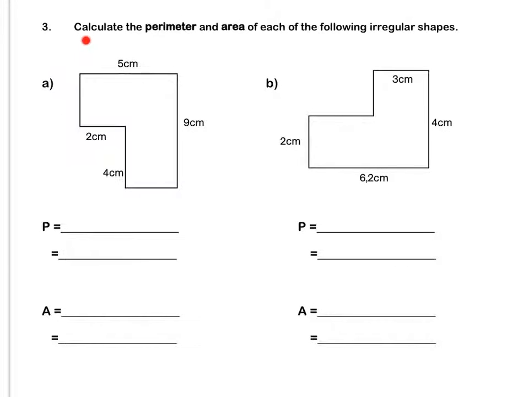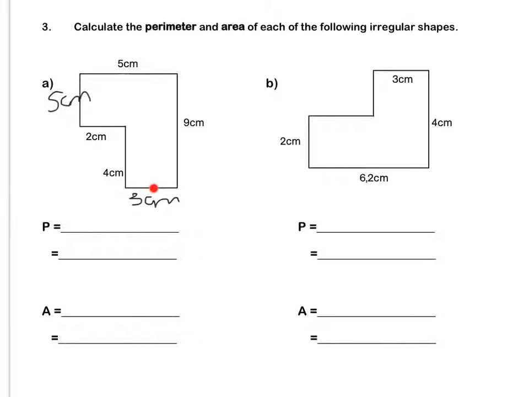Question 3. Calculate the perimeter and the area of each of the following irregular shapes. Let's look at this one together. If this is 9 centimeters and that bit there is 4 centimeters, then this bit has to be 5 centimeters, because 5 plus 4 is 9. If that's 5 and that's 2, then that horizontal bit has to be 3 centimeters.